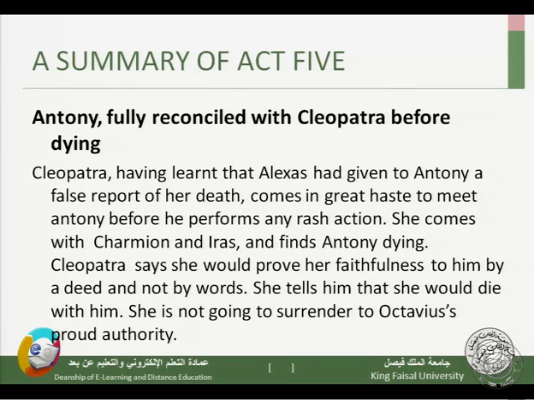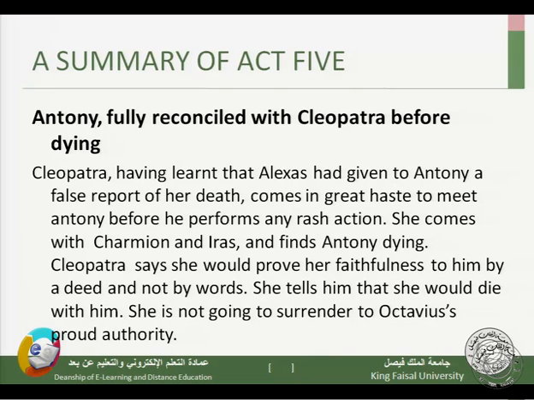She comes with Charmian and Iras and finds Antony dying. When she comes, she finds her lover, Antony, dying in front of her. Cleopatra says that she would prove her faithfulness to him by a deed and not by words. Now she is seeing her lover in his last moments, so she tells him that she will prove in deed and in action, not in words, that she is so faithful and so sincere to him.